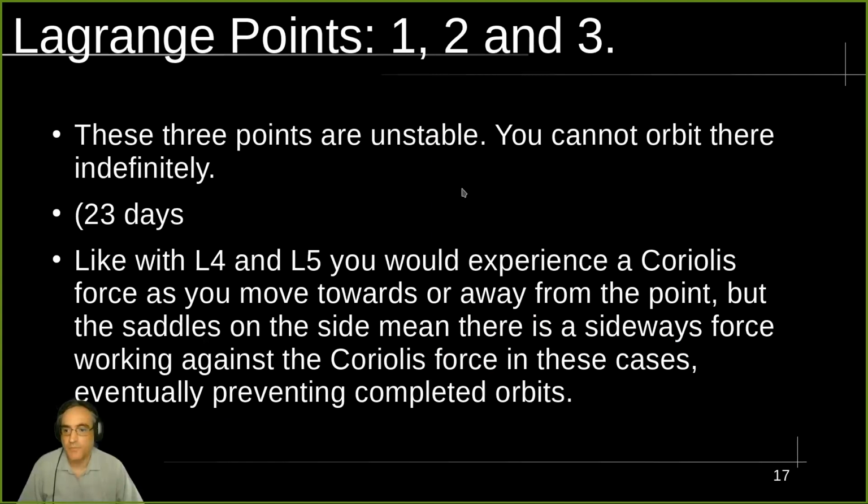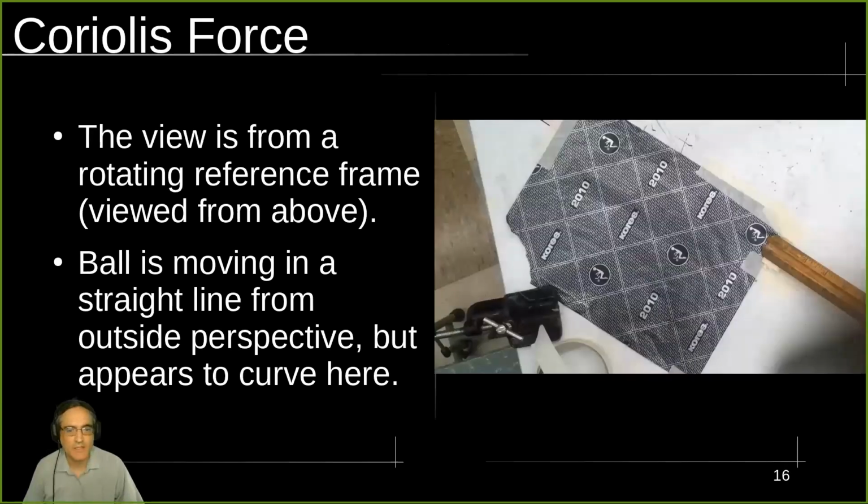So the L1, L2, and L3 points are unstable, at least over the long term. You can stay there for some amount of time. I think when I was looking this up, the L1 point, it's something like 23 days that you can kind of sit there before you have to do maneuvering to keep yourself there. The interesting thing is, like the L4 and L5 point, you would expect there to be a Coriolis force as you move away from the point. But those saddles on the sides end up doing something interesting to this.